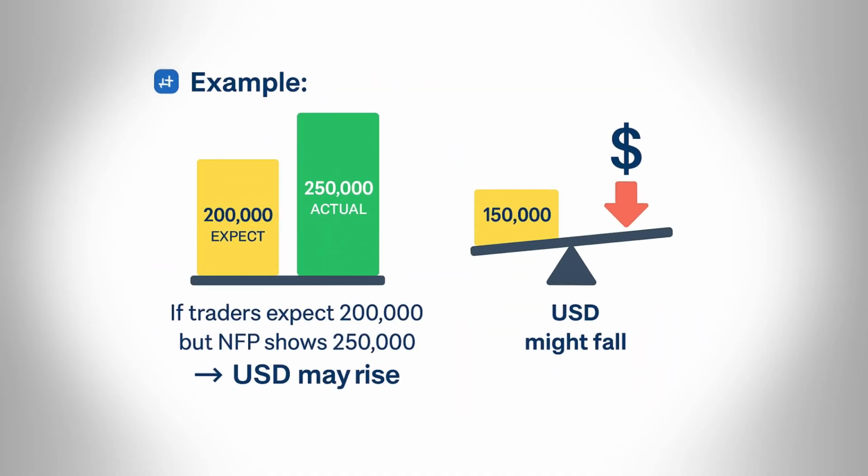So for example, if traders expected the US to add 200,000 jobs, but the NFP report shows 250,000 jobs added, that is positive and USD may rise. But if only 150,000 jobs were added, that's negative, that's less than expected. So USD may weaken in value.